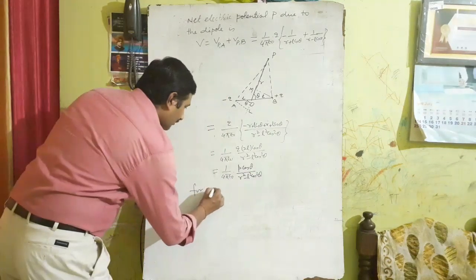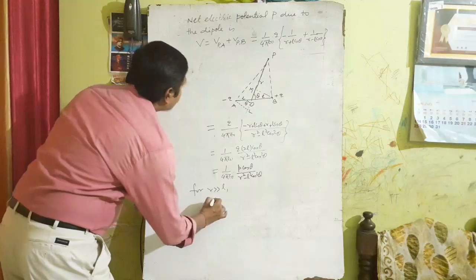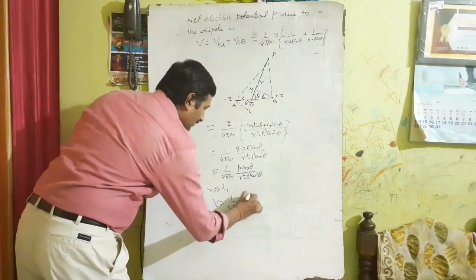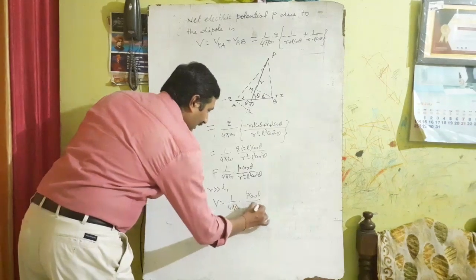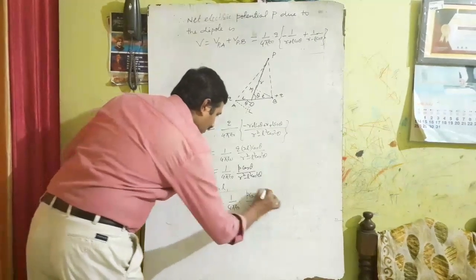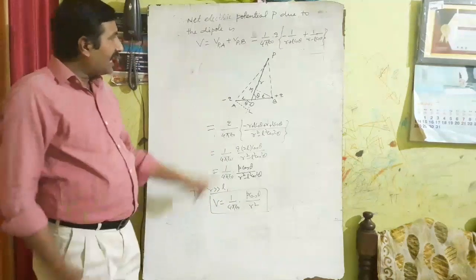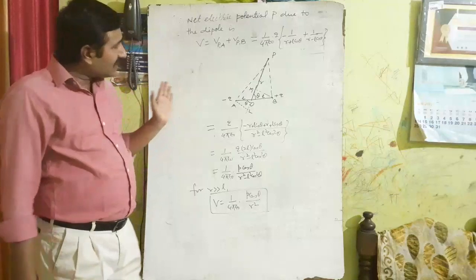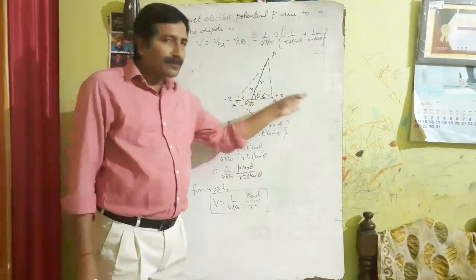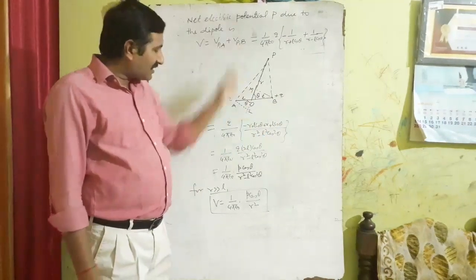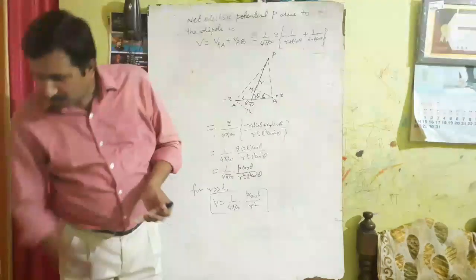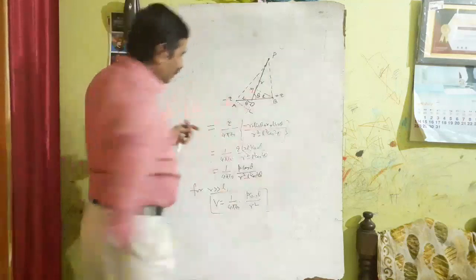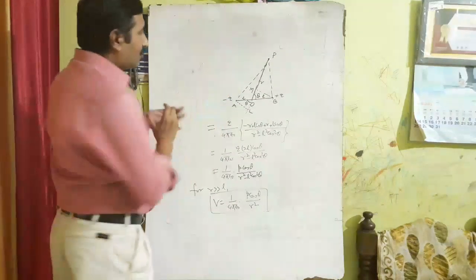For R very much greater than L, this V will be equal to 1 by 4 pi epsilon naught p cos theta by R squared. So this is the expression for electric potential at any point P due to the electric dipole. You can find the expression for electric potential at the axial position and perpendicular bisector by using this relation also.